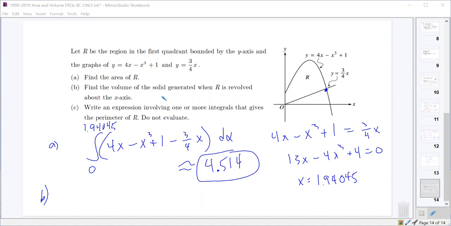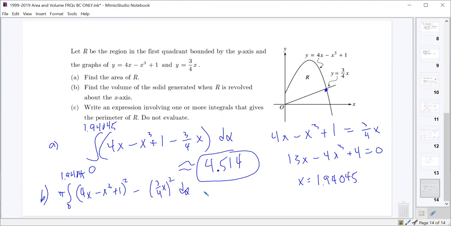All right, part B, find the volume. If you take that and revolve it around the x-axis, that should just be pi times the outer radius squared minus the inner radius squared. So same limits of integration. Outer radius is the 4x minus x cubed plus 1, squared. Inner radius is the 3/4 x, squared. That one should have been super easy. 57.463. Any questions there on part B?